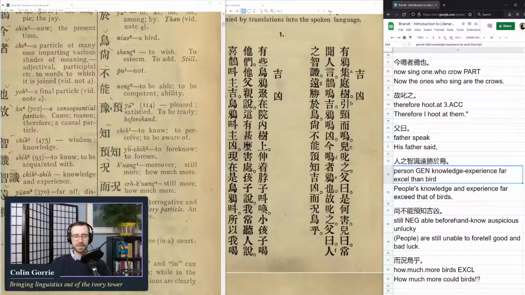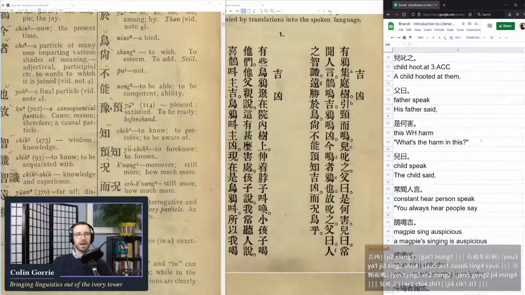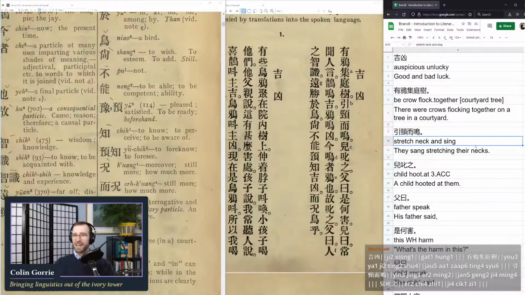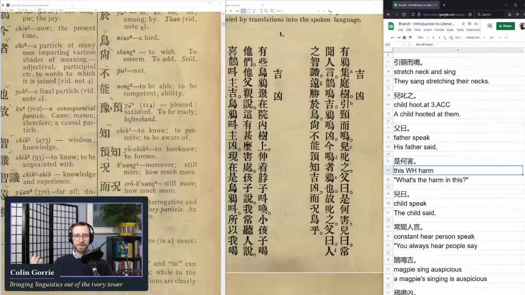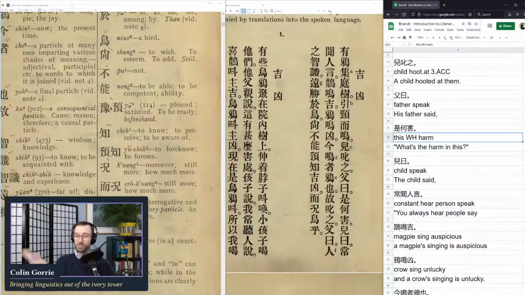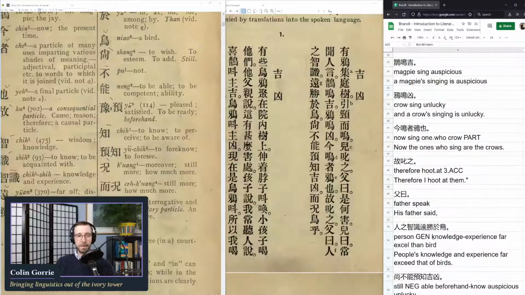So the whole text in our first attempt at a translation: Good and bad luck. Once there were crows flocking together on a tree in a courtyard. They sang, stretching their necks. A child hooted at them. His father said, "What's the harm in this?" The child said, "You always hear people say," this sounds like a kid, right? You know, you always hear people say a magpie singing is auspicious, and a crow singing is unlucky. Now the ones who sing are the crows. Therefore I hoot at them," just like a kid would say.